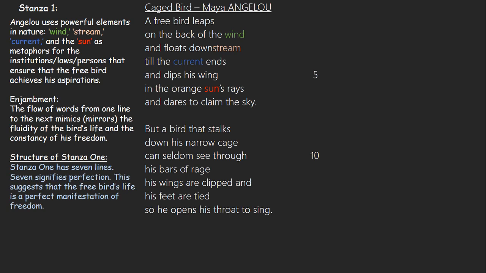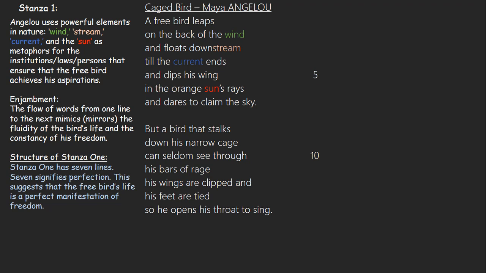We also see the use of enjambment in the first stanza, and this is seen in the flow of words from one line to the next. The flow of words from one line to the next mirrors the fluidity of the free bird's life and the constancy of his freedom. So the way the words flow until it gets to the final full stop in the seventh line indicates to the reader that there is nothing in terms of impediment on the way of the free bird.